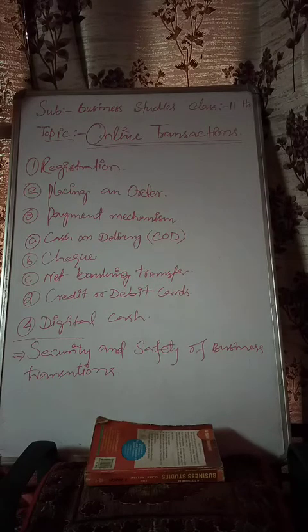Online transactions are subjected to these risks. First one, that is the required delivery of the goods may not take place, or goods may be delivered to the wrong address, or there may be chances of wrong delivery of goods. This is known as default on delivery.